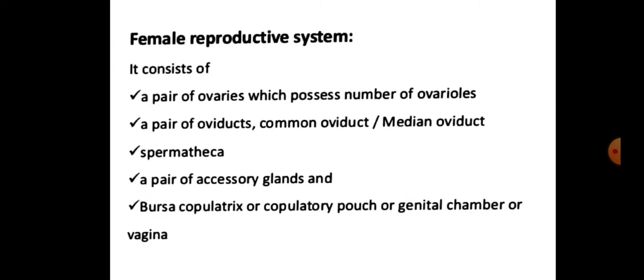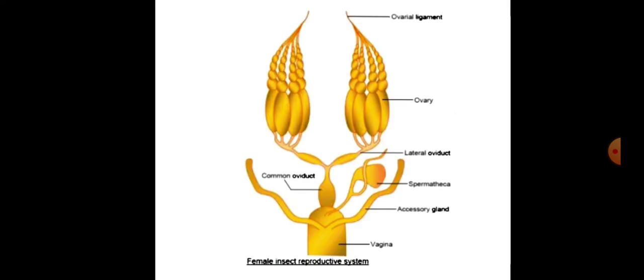Female reproductive system in insects. It consists of a pair of ovaries which possess a number of ovarioles, a pair of oviducts, common oviduct or median oviduct, spermatheca, a pair of accessory glands, and bursa copulatrix or copulatory pouch or genital chamber or vagina. This is the female reproductive system in insects.